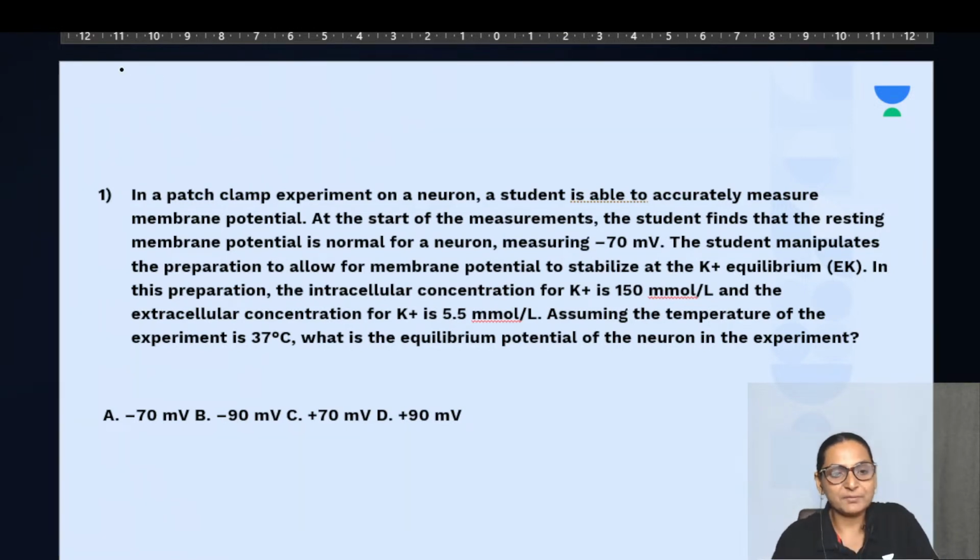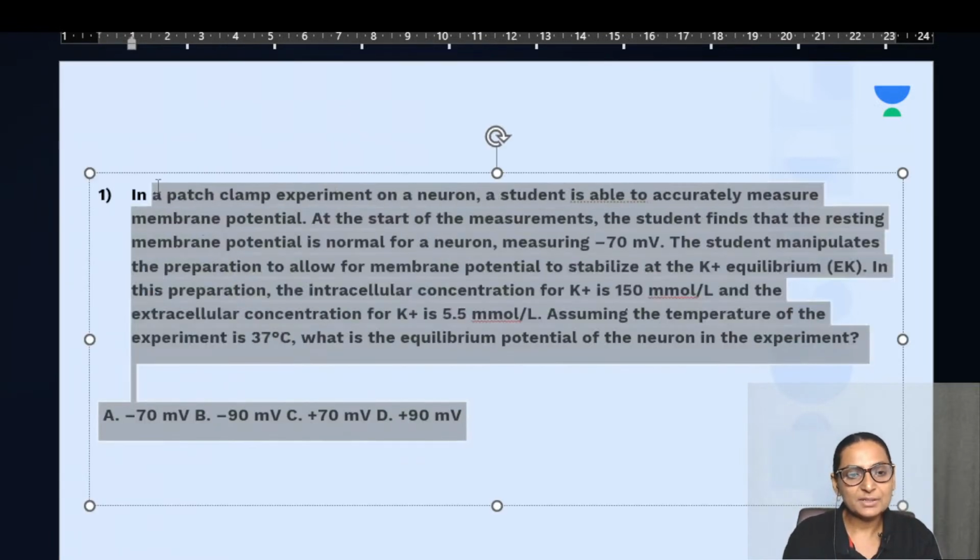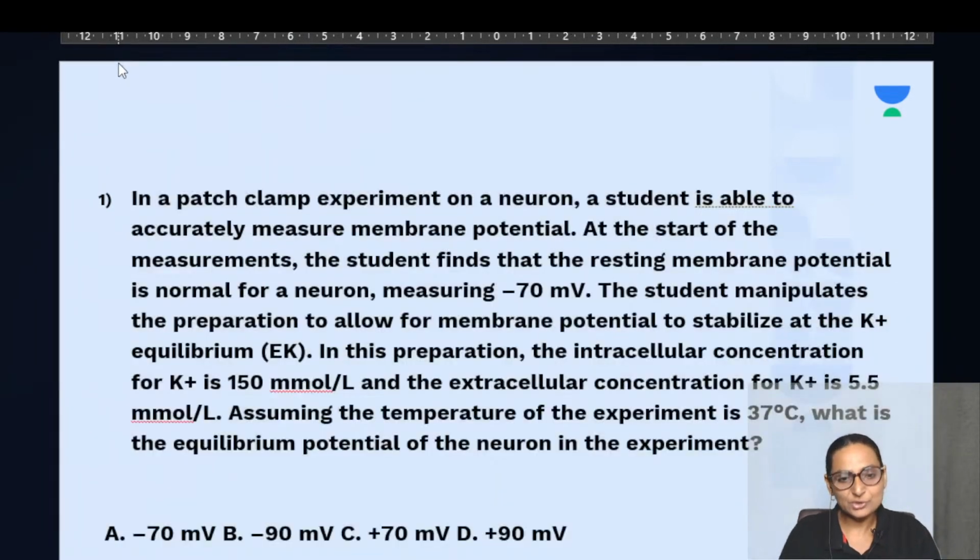Okay, now let's read on to the first question. The first question, as you can see, comes from general physiology, right? Now, this question says that there is a patch clamp experiment on a neuron, and the student is able to accurately measure the membrane potential. At the start of the measurements, the student finds that the resting membrane potential is minus 70. The student manipulates the preparation to allow the membrane potential to stabilize at potassium equilibrium.